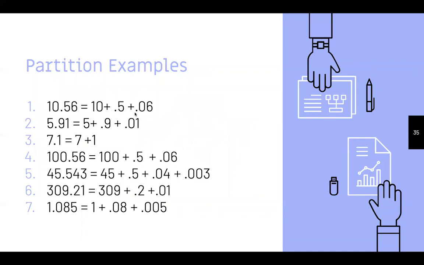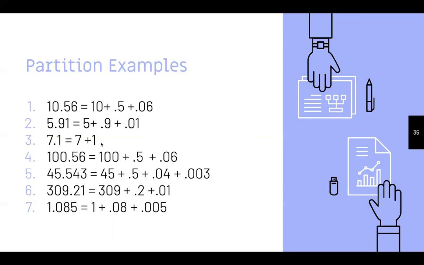So partitioning examples. 10 plus 0.5 plus 0.06, right? Whole number, 10 spot, hundredth spot. When we have the hundredth, we need a 0 in that 10th spot. 5.91: 5 plus 0.9 plus 0.01, right? Whole number plus 10th spot plus hundredth spot. And for the one with the 10th spot being a 0, now, I did make a mistake. My bad. This should be 0.1 instead of 1, right? 7.1 is 7 plus the 10th spot, which is 0.1. My apologies.